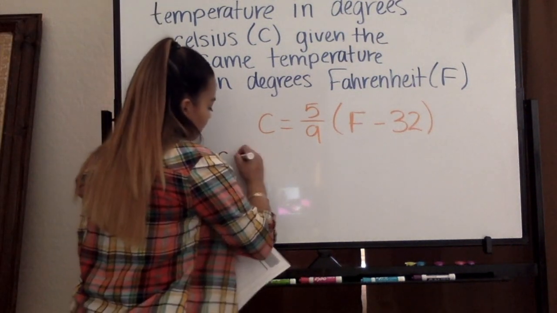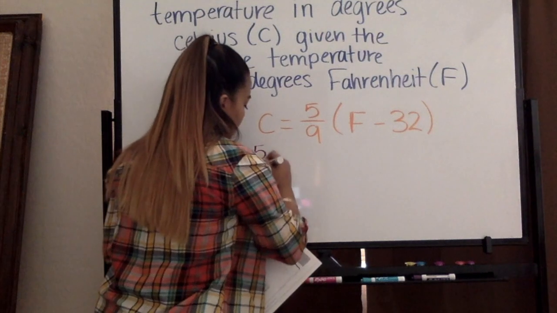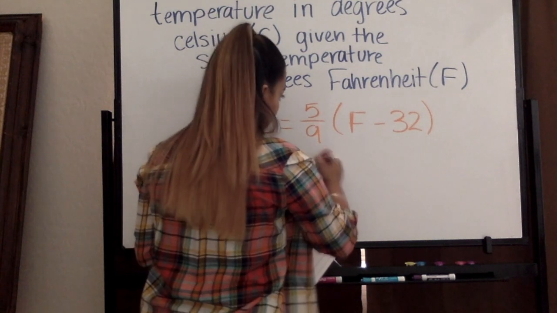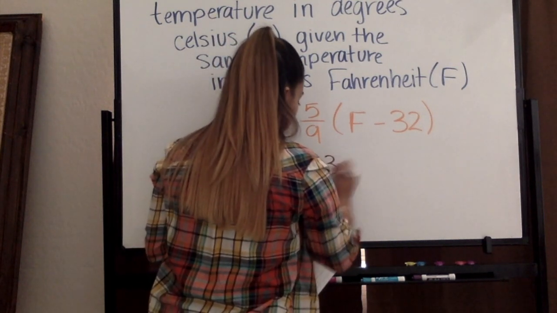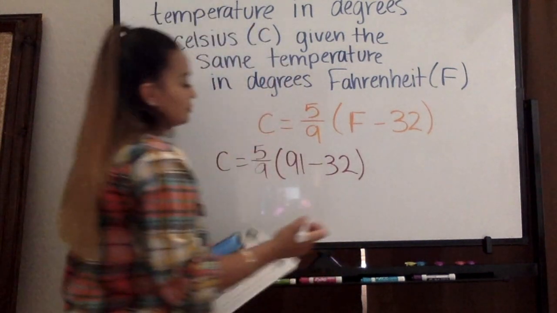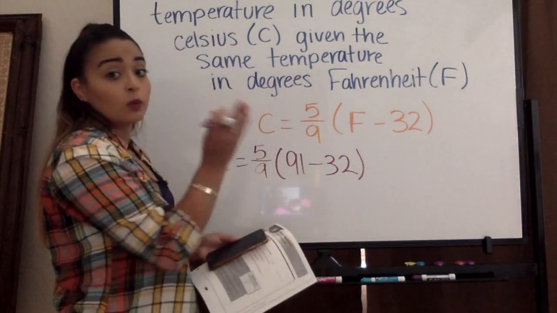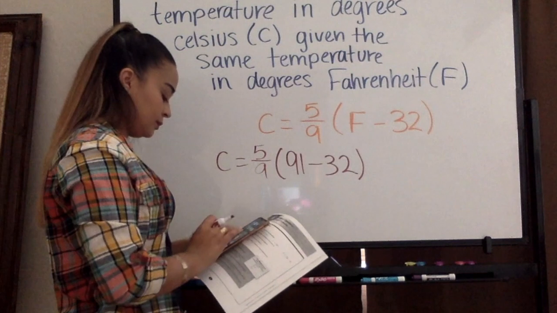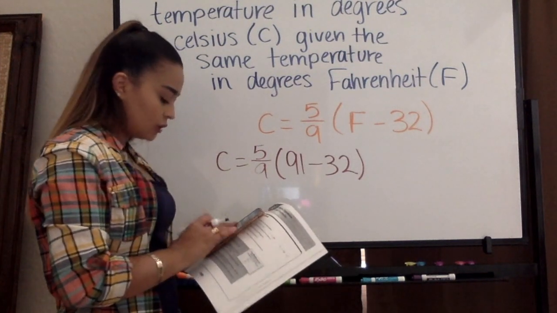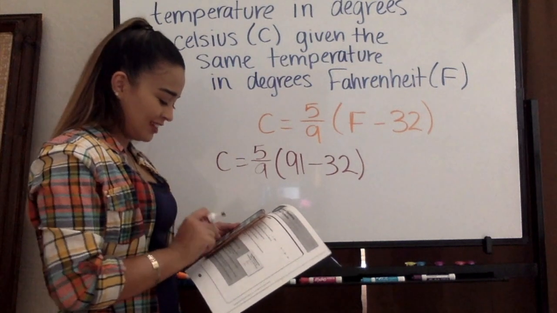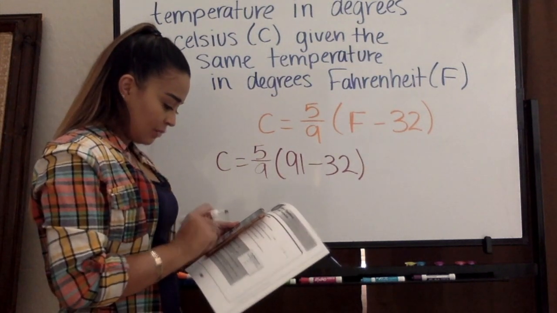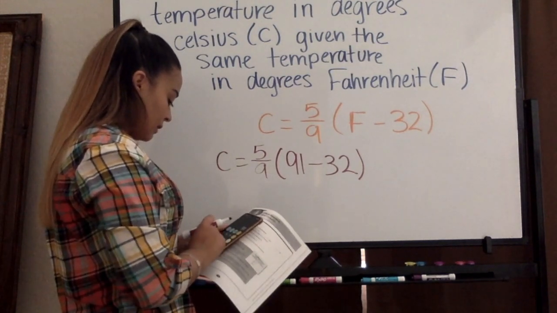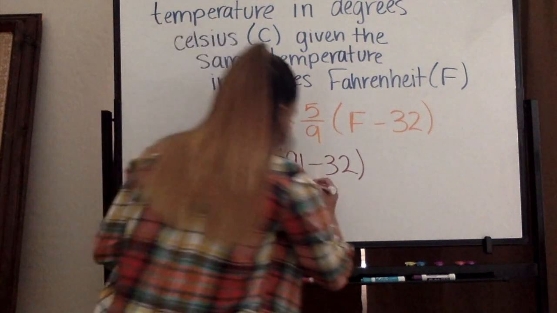So we have Celsius equals 5 over 9 times 91 degrees Fahrenheit minus 32. Okay, first we're going to solve what is inside of the parentheses. So what's 91 minus 32? And I'm not going to do math in my head right now because I don't want to get it wrong. I'm going to be using a calculator. So 91 minus 32 is equal to 59.